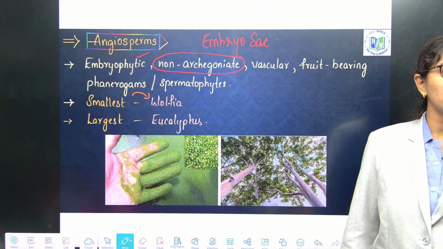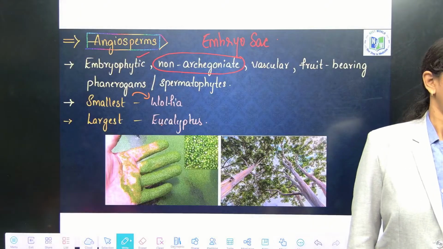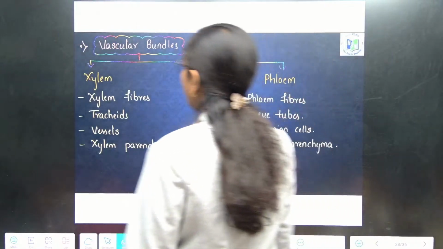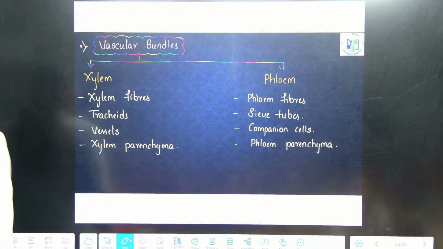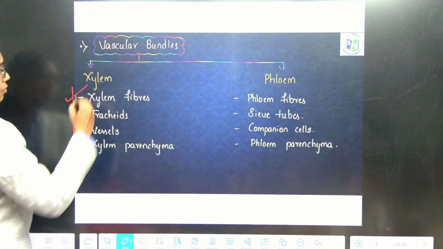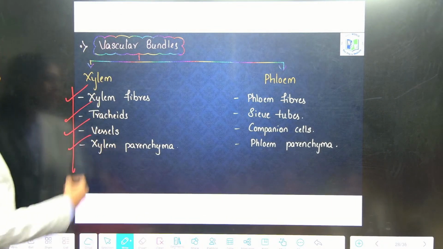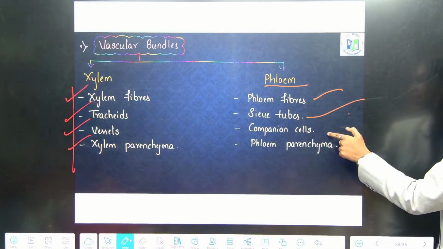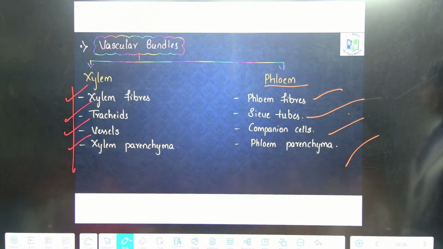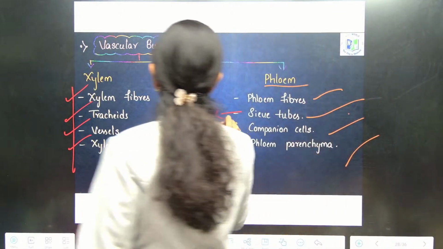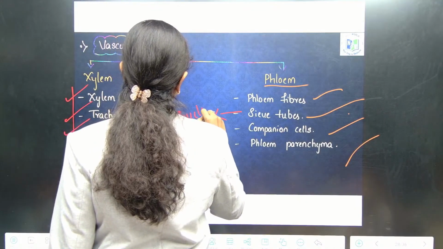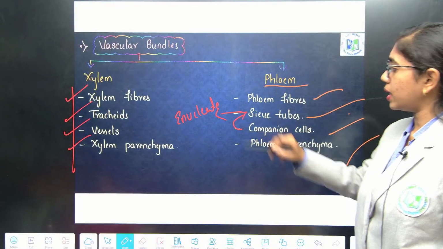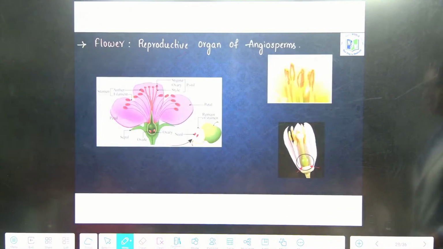The largest gymnosperm is Sequoia. Vascular bundles are complex tissues. Xylem has 4 tissues: xylem fibers, tracheids, vessels, xylem parenchyma. Phloem has phloem fibers, sieve tubes, companion cells, phloem parenchyma. Sieve tubes are enucleated. How will the function of sieve tubes be done? Via companion cells. That we learn clearly in anatomy again.